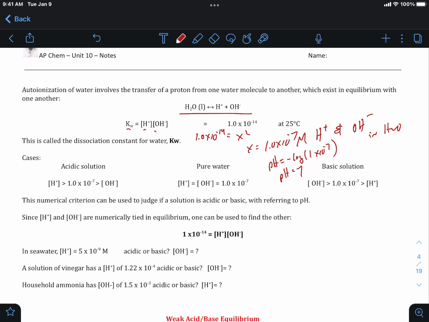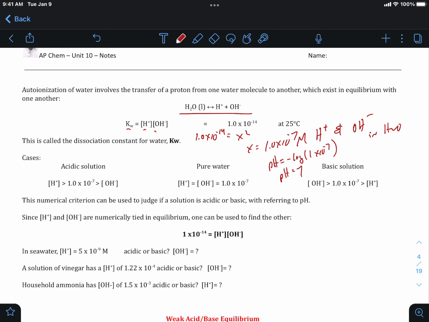I could take the negative log of the OH minus concentration. What do I get if I did that? You also get 7. Still 7. Okay. So another way to gauge if something is an acid or base is to just look at the H plus concentration and see, is the H plus concentration greater or less than 1 times 10 to the negative 7? Right? And that kind of would also tell you if it's acidic or basic. Or you can just take the negative log of it and figure it out via pH. Either which way.